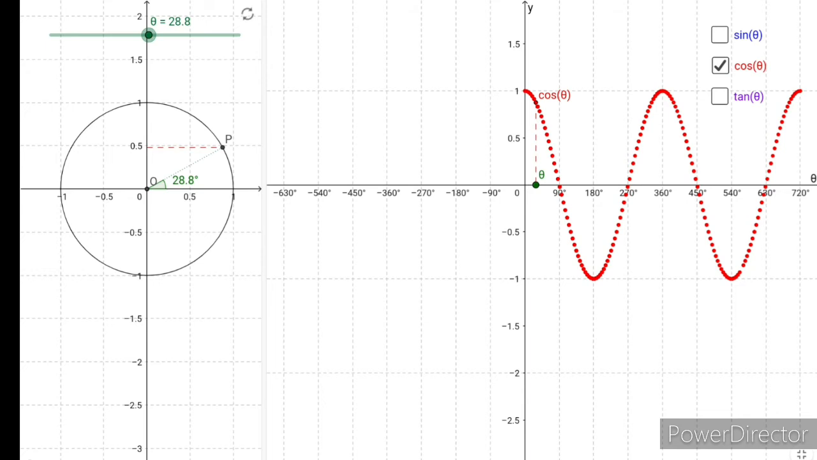So the adjacent side can be maximum 1, because it is inside the unit circle, whose radius is 1. The minimum value it can take is minus 1. It can't go below minus 1, because the radius of the circle is 1, which is a unit circle. So it goes from minus 1 to 1. So the cos theta values lie from minus 1 to 1. The minimum value is minus 1, the maximum value is 1. And we got the same in sin theta also.